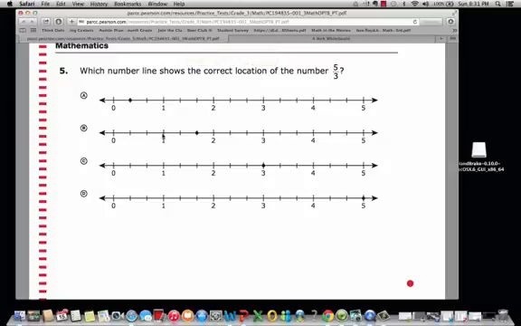Here is the only one that is close to the number 1. And we see here that they split it into thirds. There's 1/3, 2/3, 3/3 would be the whole way to 2. So it should be D.